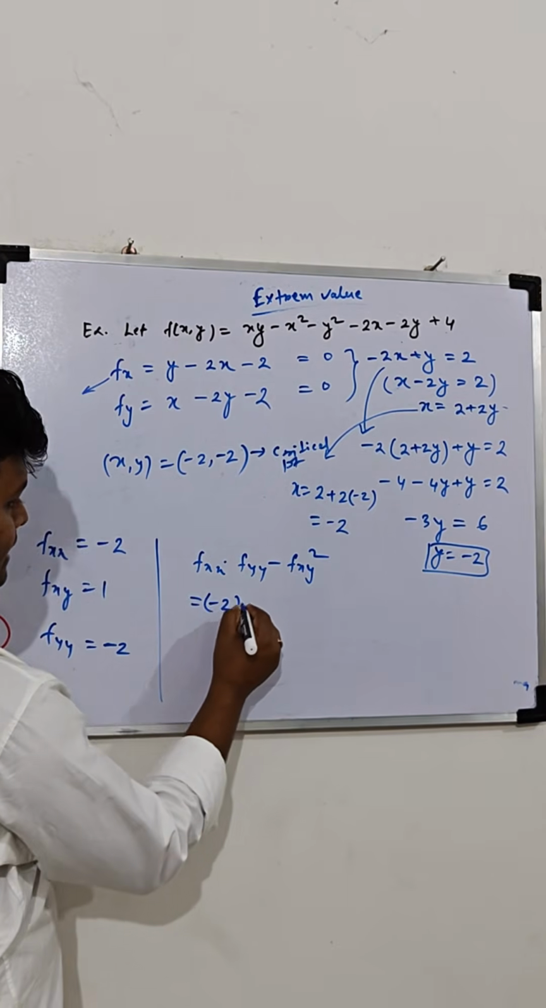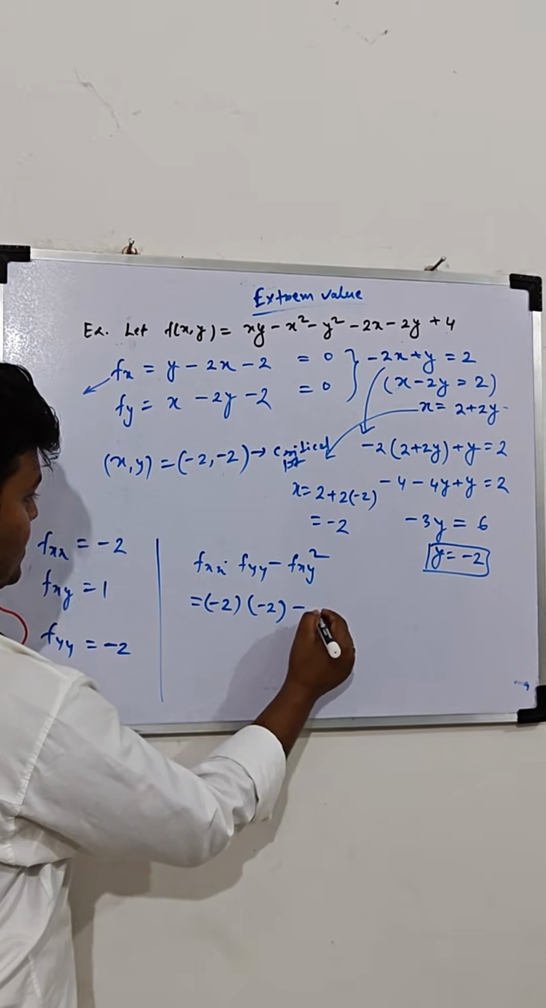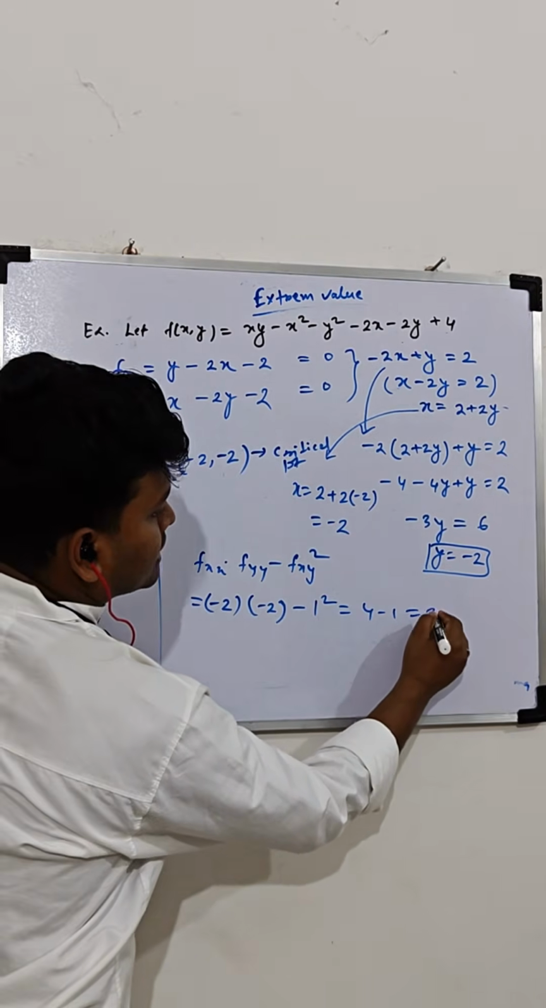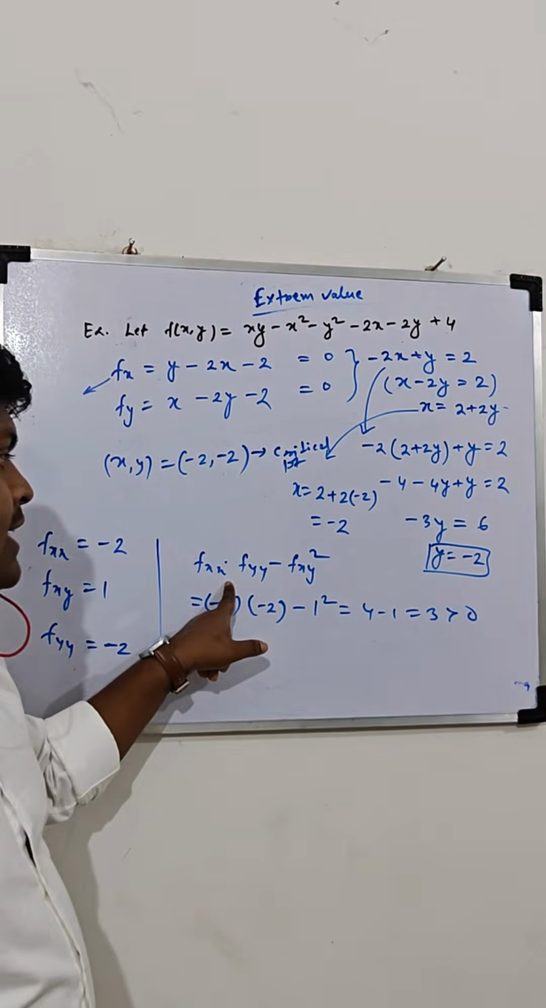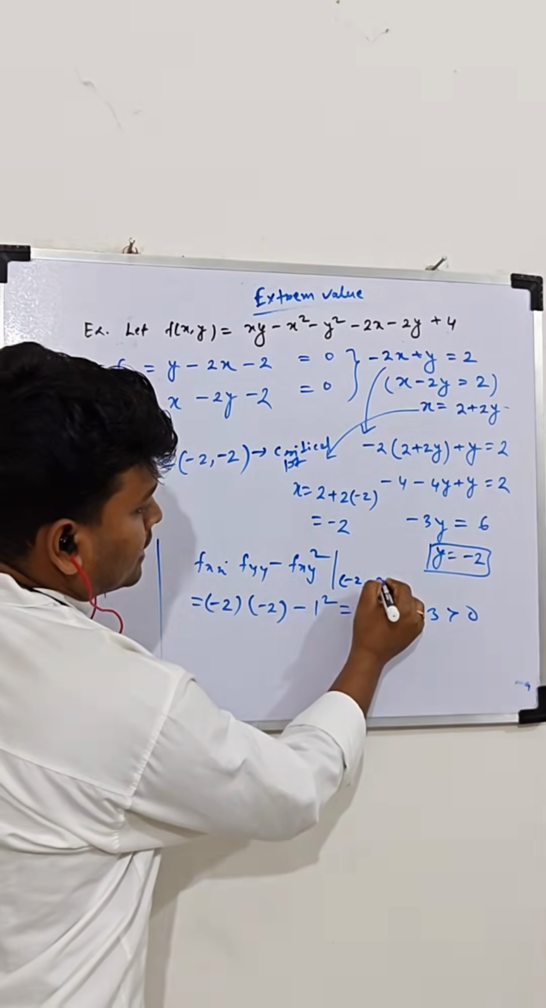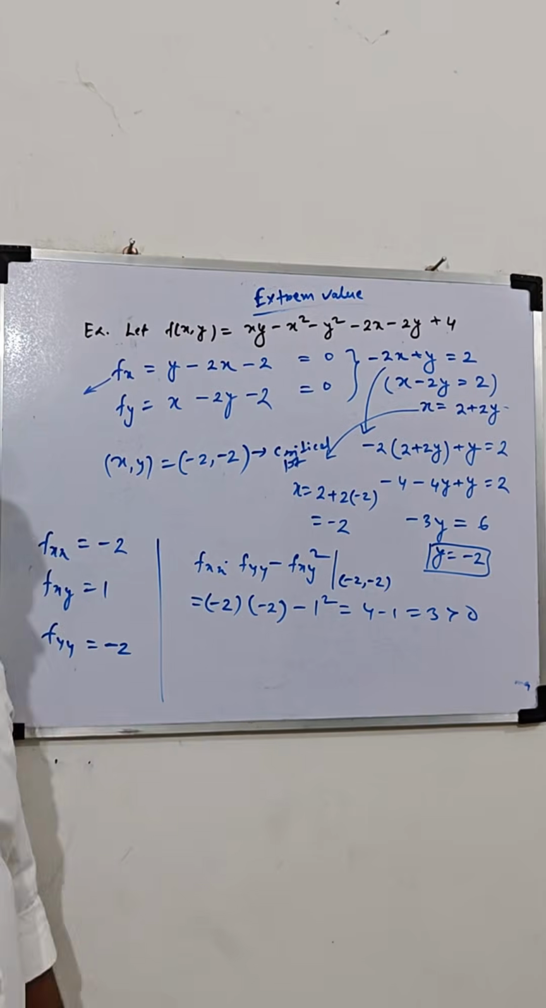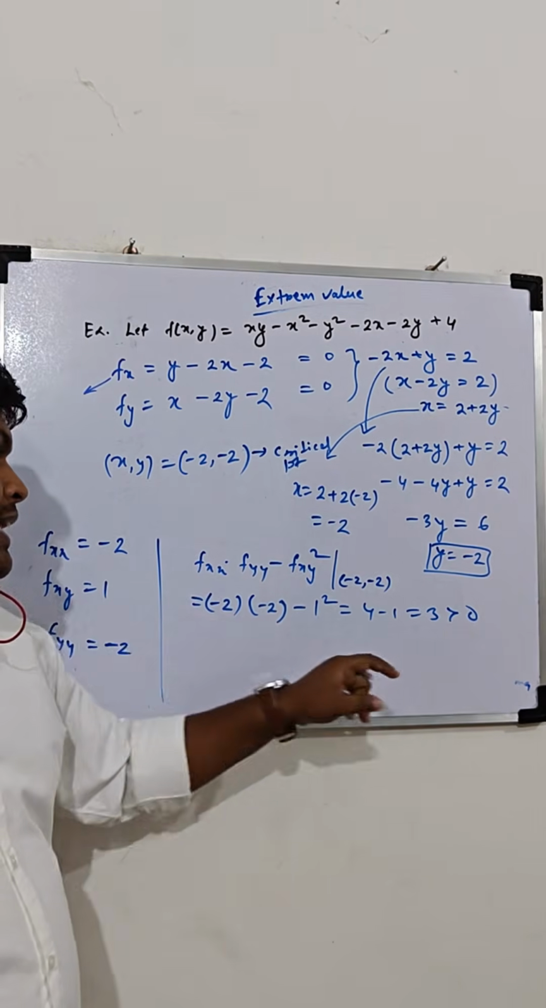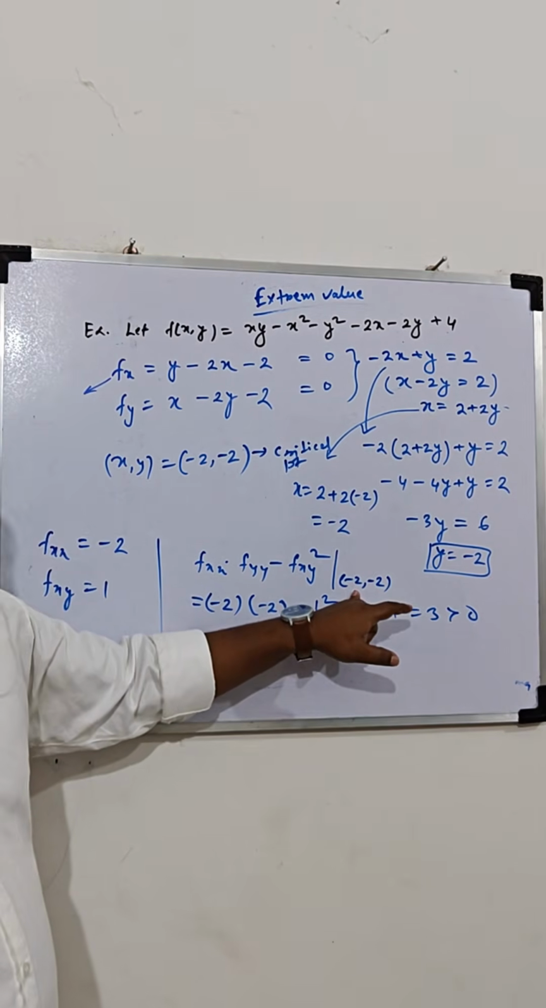That is minus 2 times minus 2, minus 1 square. That is 4 minus 1, that is 3. So this quantity is greater than 0. Also, if you put the value at minus 2, this is also 3, which is greater than 0. So therefore, this point may be a point of maximum or a point of minimum.